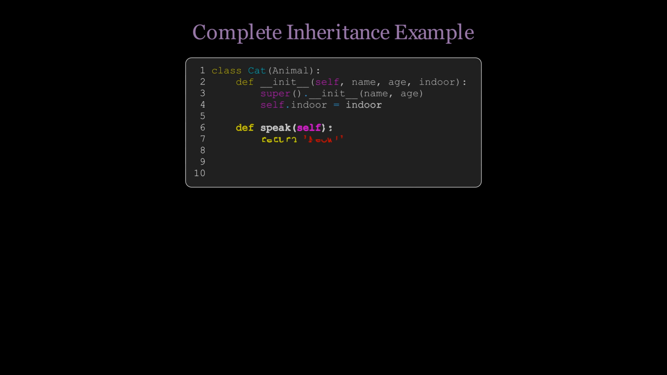The Cat class also inherits from Animal. It adds an indoor attribute indicating if the cat lives indoors, overrides speak to meow, and adds a scratch method. Cats also inherit the info method. Multiple classes can inherit from the same parent, each with unique features. Now let's create objects from our inherited classes and see how they use both inherited and their own unique methods.